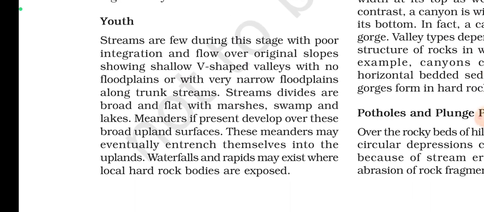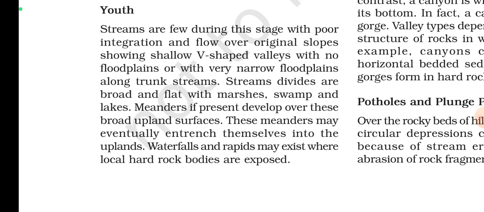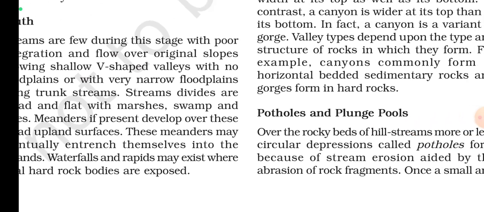Streams are few during this stage with poor integration and flow over original slope, showing shallow V-shaped valleys with no flat plains and with very narrow flat plains along trunk streams. Stream divides are broad and flat with marshes, swamps and lakes. Meanders, if present, develop over these broad upland surfaces. These meanders may eventually outrange themselves into the uplands. Waterfalls and rapids may exist where local hard rock bodies are exposed.